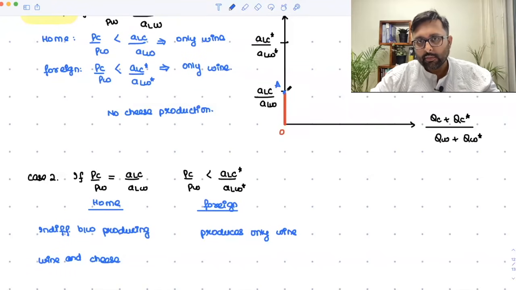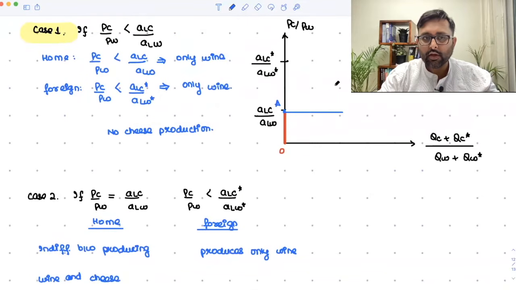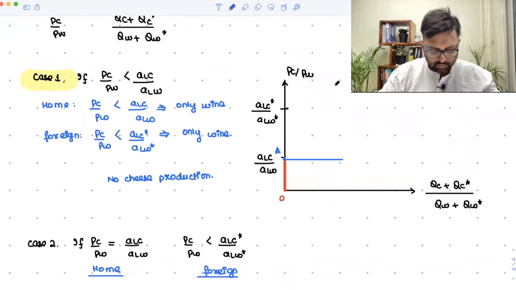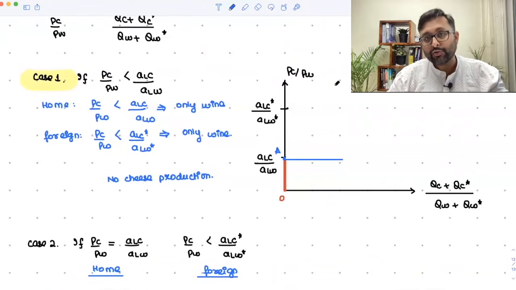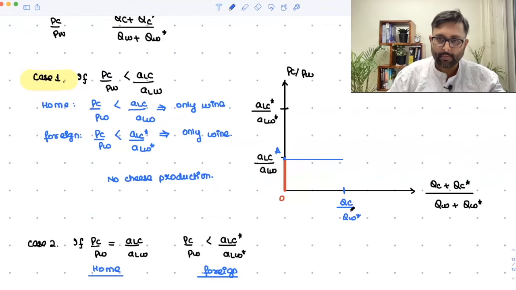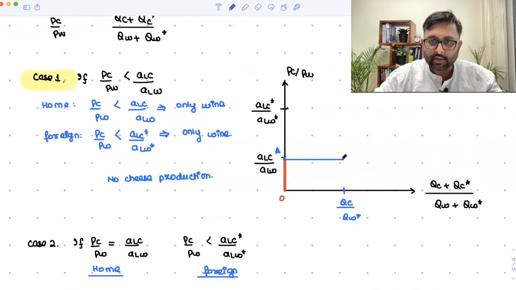But supposedly, if home produces cheese, home produces cheese also, and foreign is, of course, not going to produce cheese at all. So let's say the maximum amount of cheese which the home can produce is QC. And foreign is producing just all wine. So this is what QC by QW star is. Listen to me again.